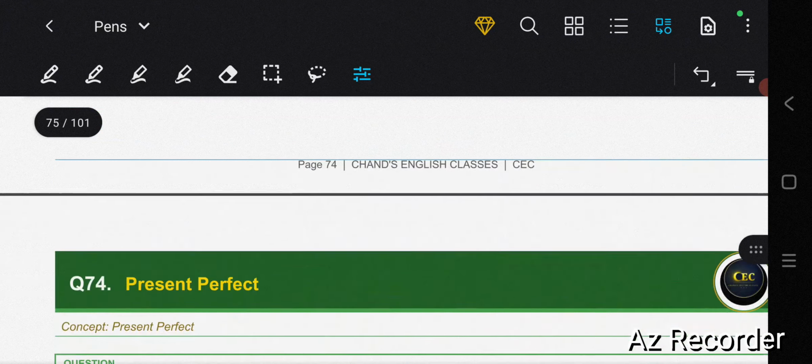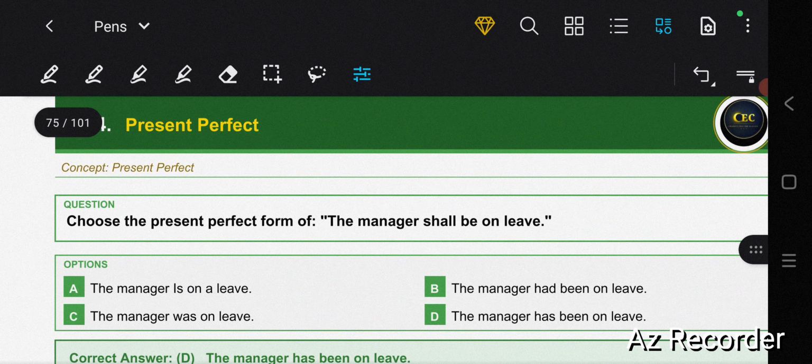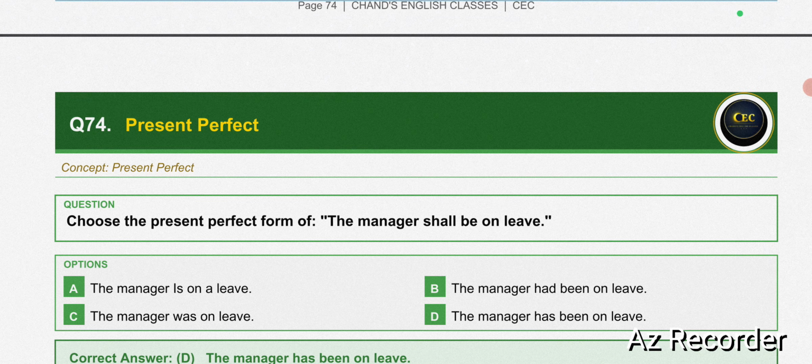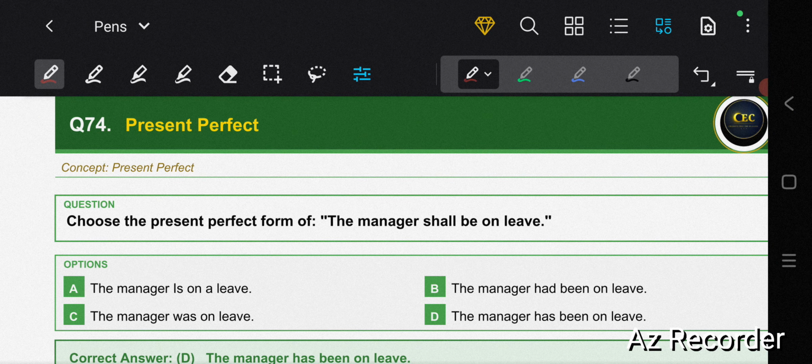Now the next question, 74. Present perfect. Choose the present perfect form of the manager shall be on leave. So what the tense is here, we have to check. Shall be on leave. So it is in simple future, I think. It is clear to you. And we have to take the perfect one and the present perfect one. So this is not the structure of present perfect. So it's a totally incorrect one.